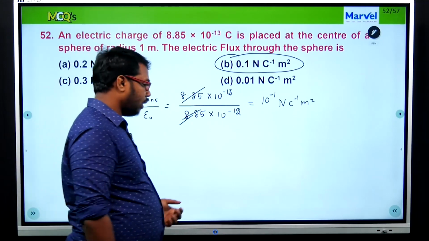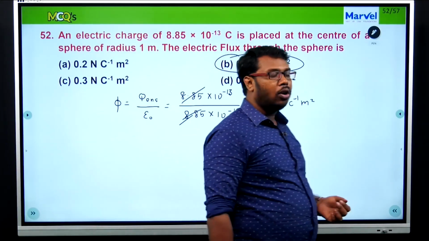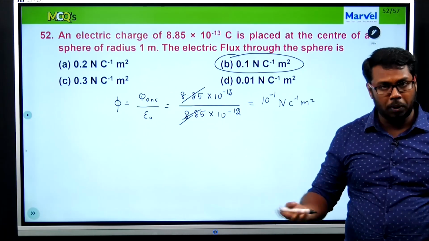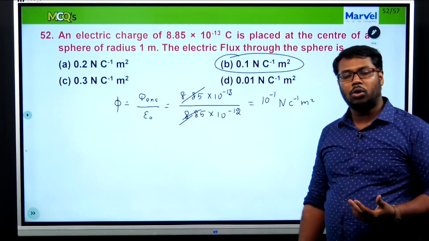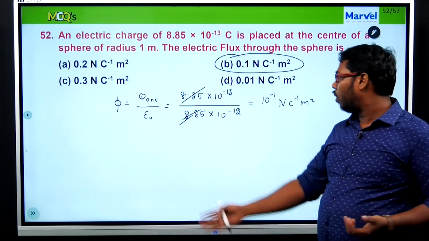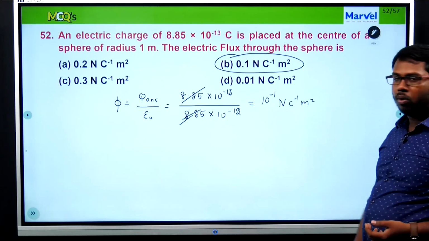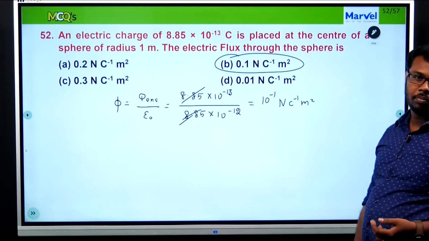You should understand that you have to apply the Gauss law first, because a charge is being enclosed by a complete sphere. So the flux that is going to come out of the sphere is equivalent to Q enclosed by epsilon naught. And I do the same thing over here and I finish this.